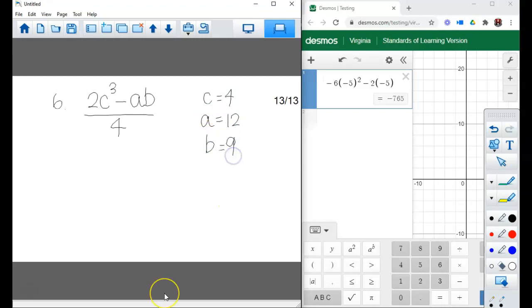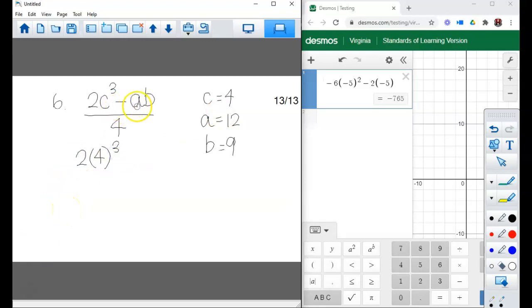All right, on this one, we're going to evaluate 2c to the third minus ab over 4 if c is 4, a is 12, and b is 9. All right, so right here, 2c to the third. Start at the beginning, 2c to the third. c is raised to a power, so we will need to wrap that 4 in parentheses. So it's going to be 2, 4 in parentheses, cubed.